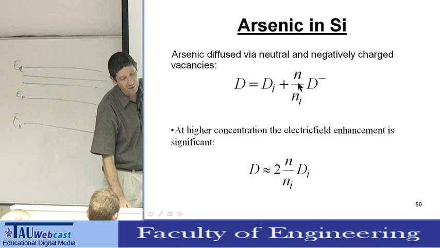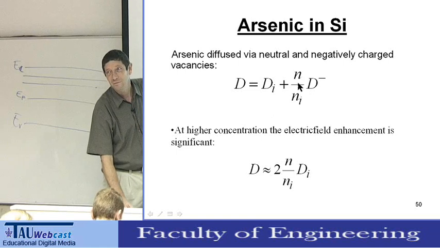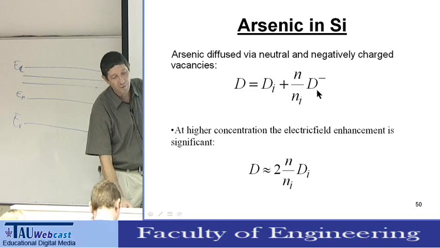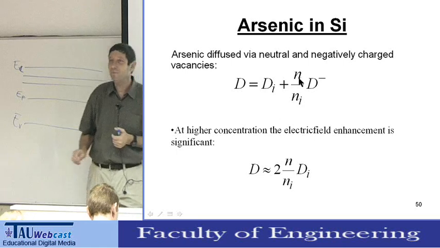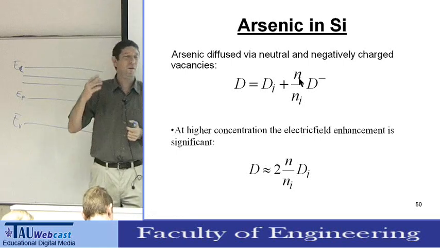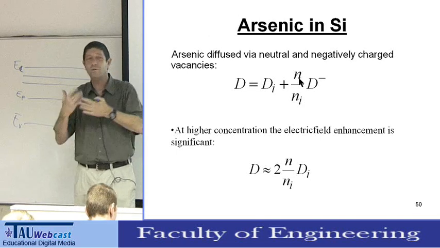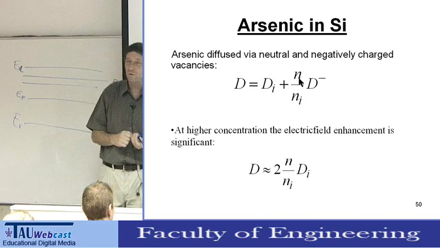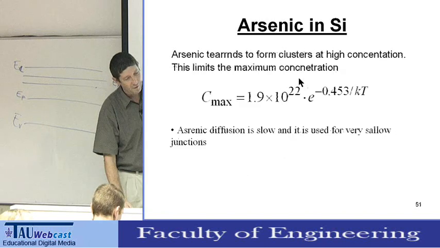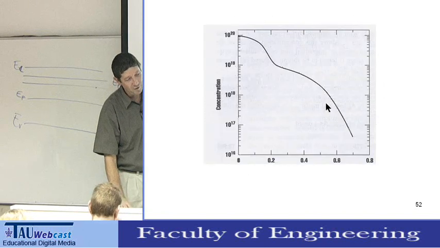Arsenic depends on n. So this is the same expression, but because arsenic is n-type, the function contains only the function of the electrons, not a function of the holes. And phosphorus is more complicated.